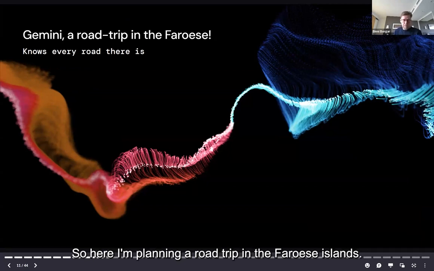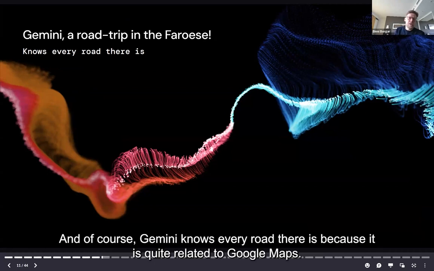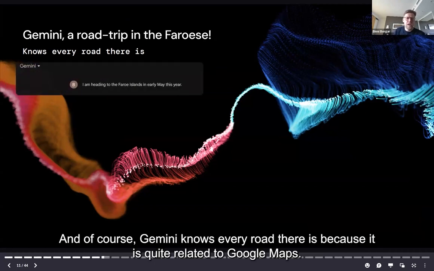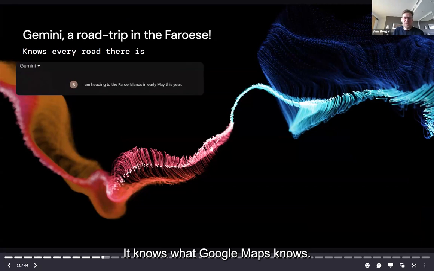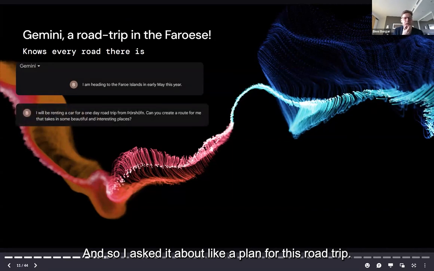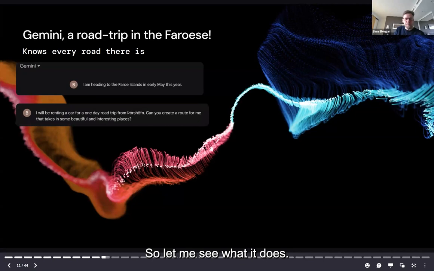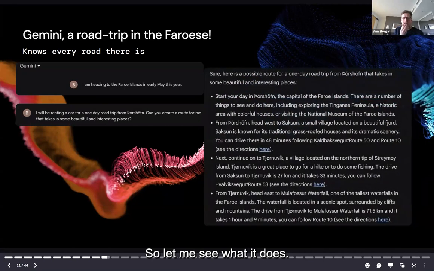So here I'm planning a road trip in the Faroese Islands. And of course, Gemini knows every road there is, because it is quite related to Google Maps. It knows what Google Maps knows. And so I ask it about a plan for this road trip. I don't know anything about the Faroese Islands, so let me see what it does.